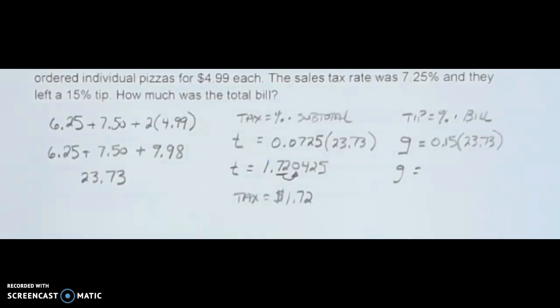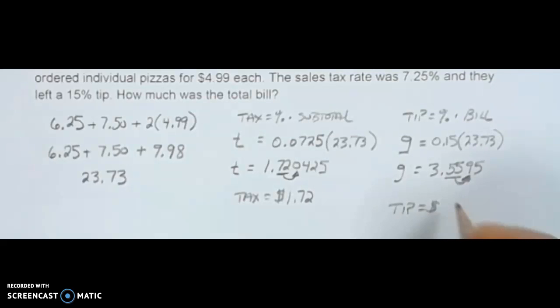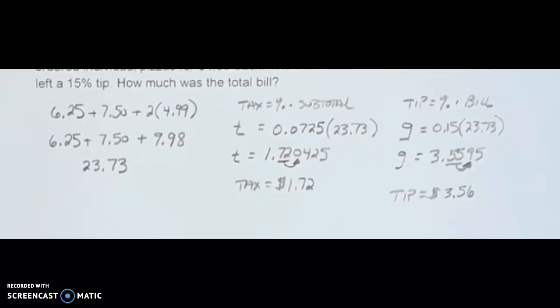Multiply those two numbers together, and we get the decimal 3 and 5595. And again, the tip is money, so we've got to go to the hundredths place, 55 cents, but that 9 is going to round us up to $3.56. Okay, so now we've got all the information that we need.